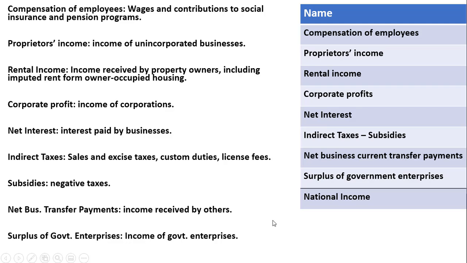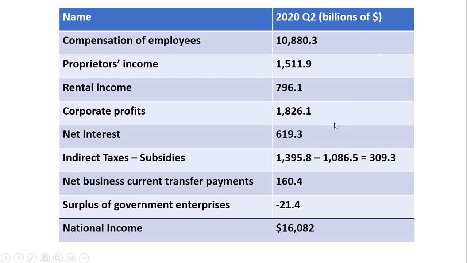So let's look at some real world data here. This is data for the United States, the second quarter 2020, and the numbers here are in billions of dollars. So overall national income was about $16 trillion. Compensation of employees makes up the largest component, almost $11 trillion.